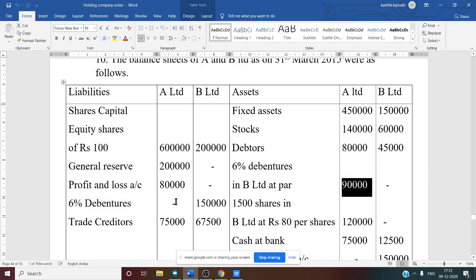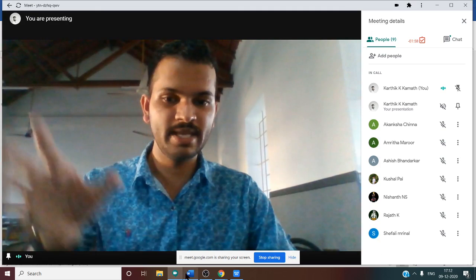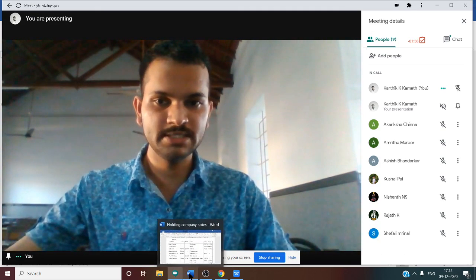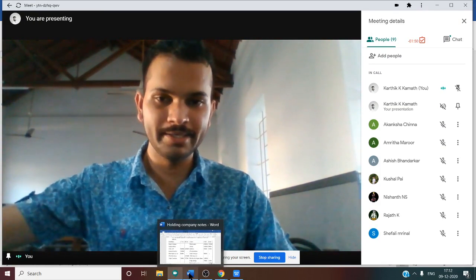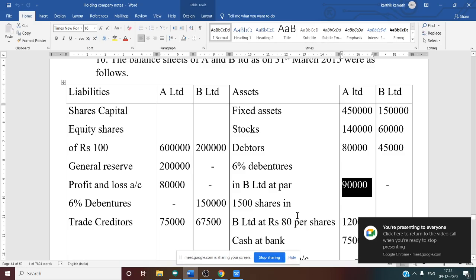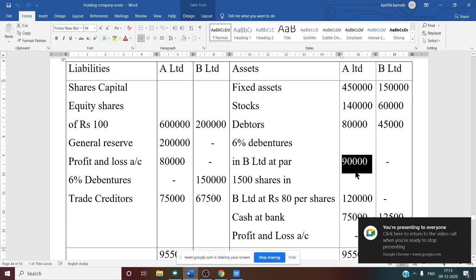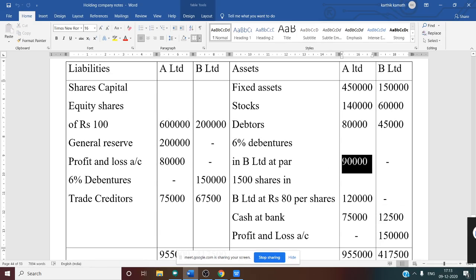So here, by seeing these two pieces of information, you have to be clear of one thing, that it is an intercompany transaction. Why? Because one company is making the investment in the form of debenture in another company. So it is one kind of intercompany debt. So what is the intercompany value we have to see? Intercompany value here is 90,000. So while preparing the intercompany debt working note, you have to deduct 90,000 from both sides.